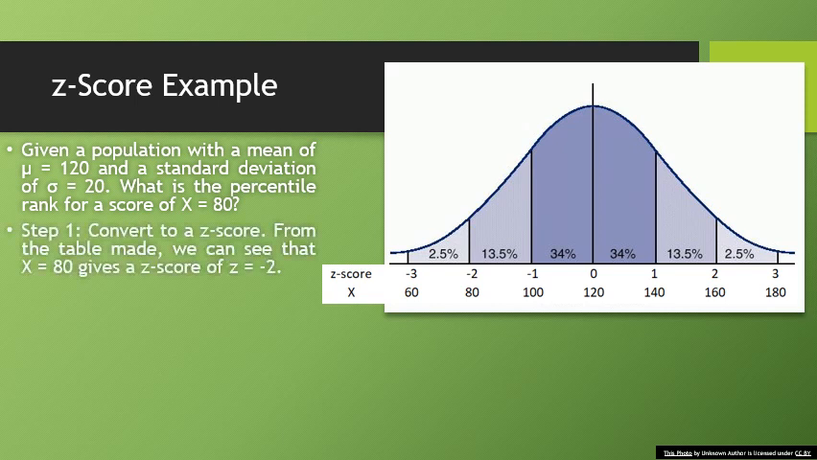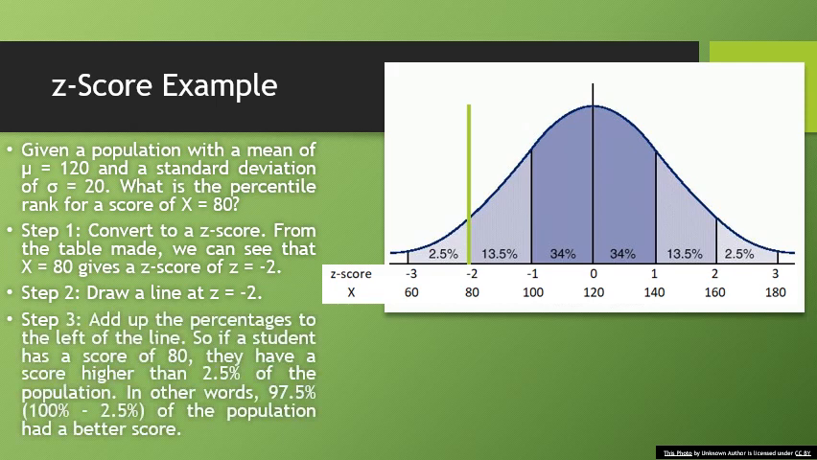Then the next step, we convert our raw score to a Z-score. Just by looking at the table, we can see that a raw score of 80 will give us a Z-score of -2. So I draw my line at Z equals -2. And then I add up the percentages to the left of the line. So I can see if a student had a score of 80, they have a score higher than 2.5% of the population. Or in other words, 97.5% of the population had a better score than they did. Okay?